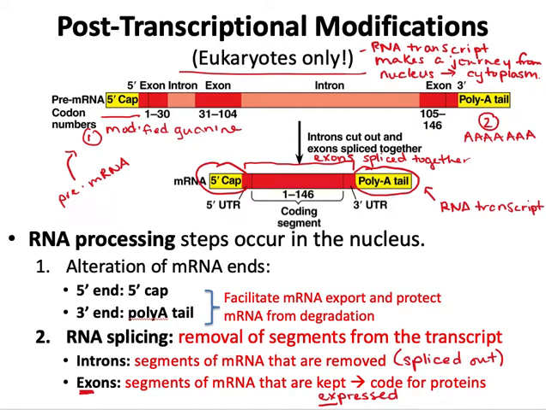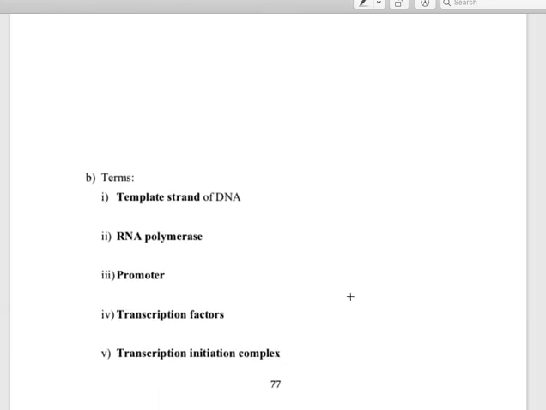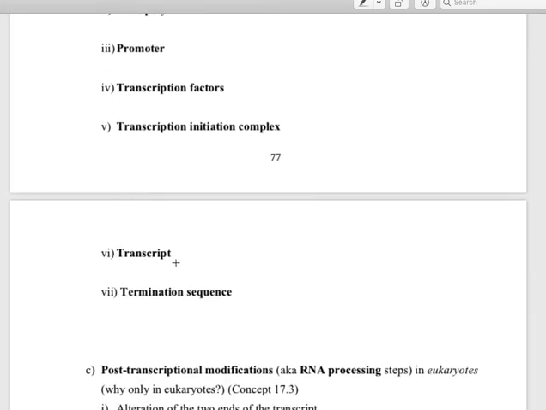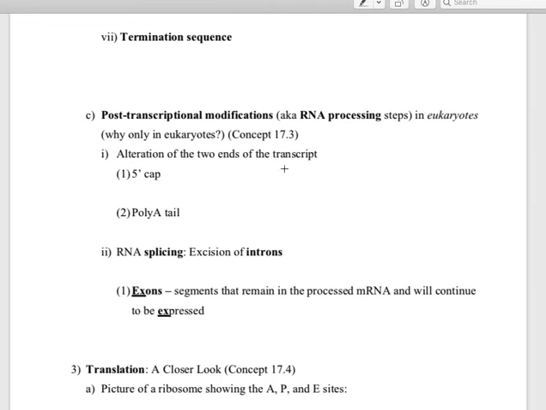What I want to do quickly is bring up your study guide. So we went through transcription. We talked about the initiation of transcription with these 5 terms. The transcript is what's made from transcription, and the termination sequence is where transcription ends. We also talked about why post-transcriptional modifications or RNA processing steps only happen in eukaryotes. And we talked about the 5' cap and the poly A tail being added to the 5' and 3' ends of the transcript, and this protects the ends from degradation.